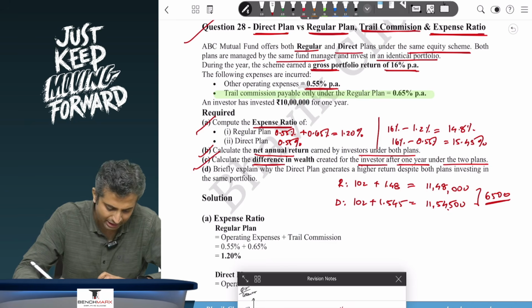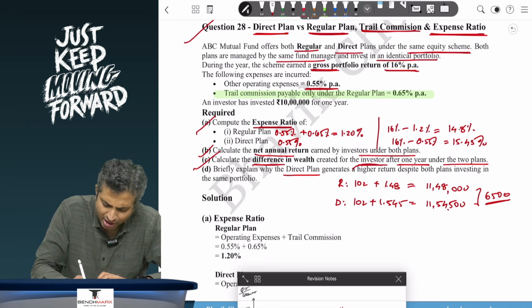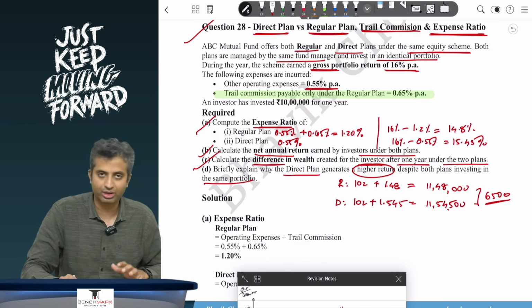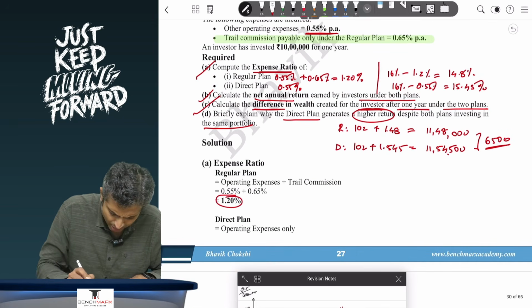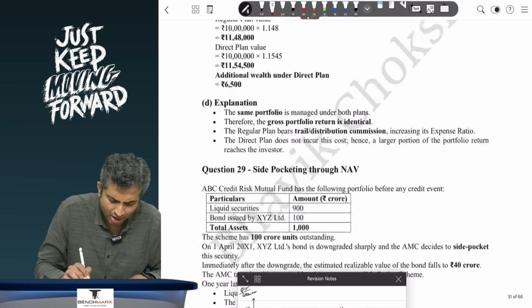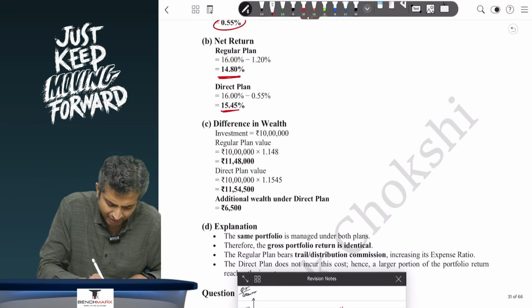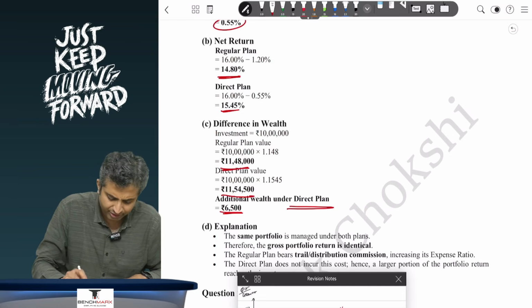the difference in wealth. Briefly explain why the direct plan generates a higher return despite investing in the same portfolio. Well, because it does not have to pay what is called a trail commission. So this is 0.55% under the direct plan, under the regular plan 1.2%, 14.8, 15.45. This is your total wealth, and the additional wealth under the direct plan is 6,500.